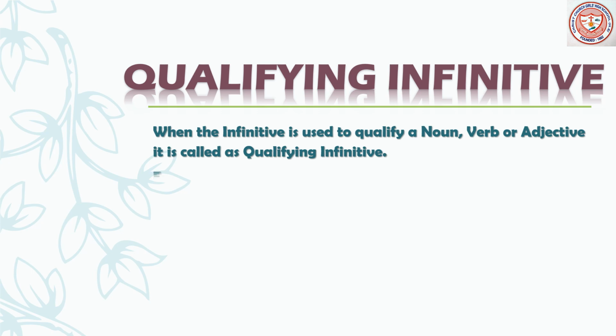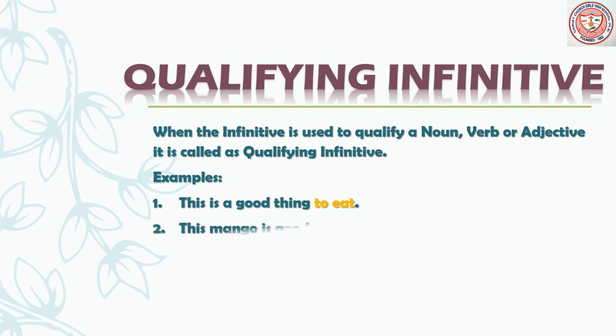Let us go through some examples. Number 1. This is a good thing to eat. In this sentence, to eat is a qualifying infinitive because it is qualifying the noun. And what is the noun? The noun is thing. Next example. This mango is good to eat. In this sentence, to eat is a qualifying infinitive because it is qualifying the adjective, that is, good.